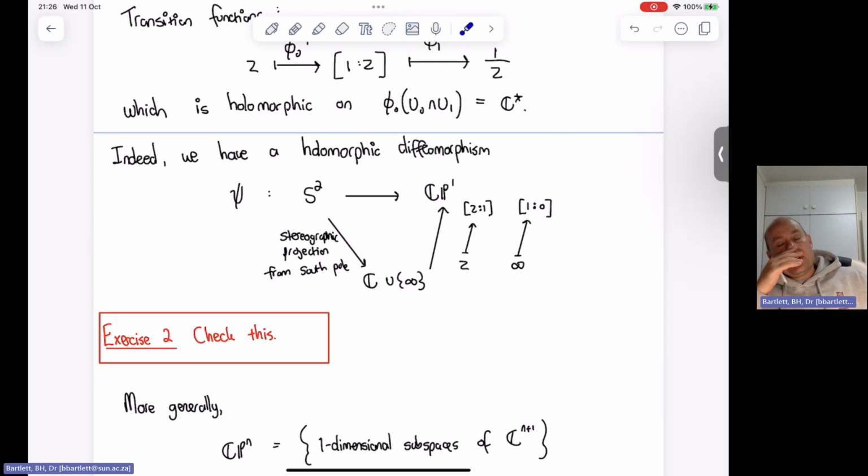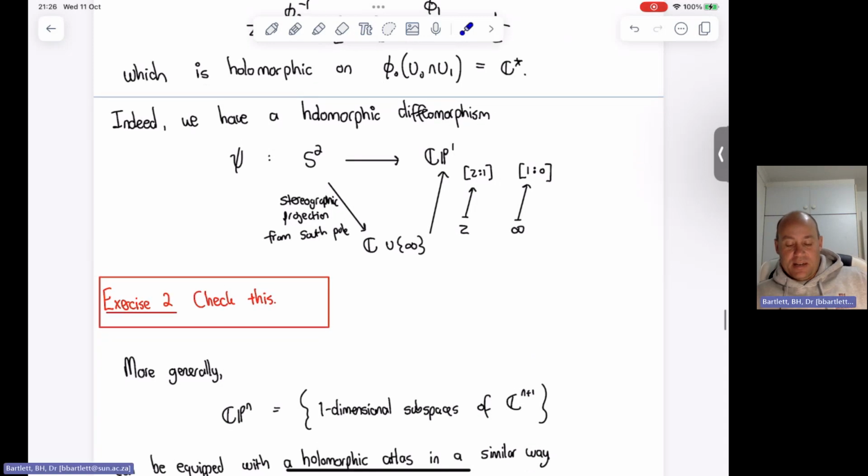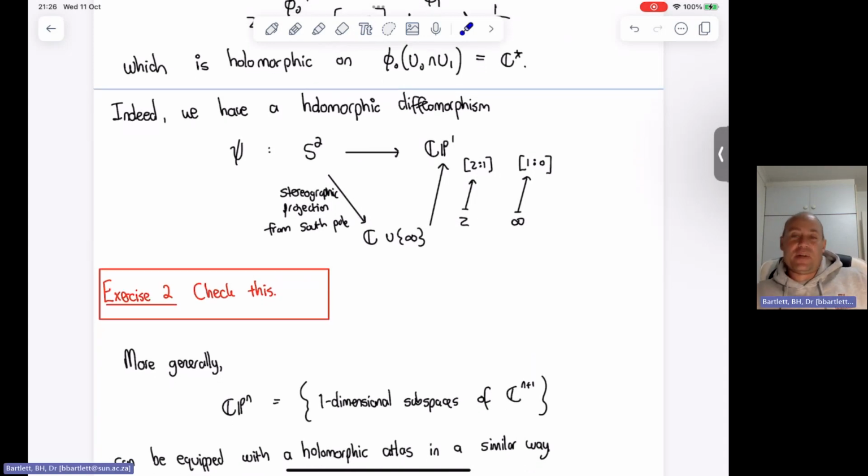Okay, so more generally, we've got n-dimensional complex projective space, which is the set of one-dimensional subspaces of C^(n+1). So a point in CPn is a one-dimensional subspace of C^(n+1). And you can equip it with a holomorphic atlas in a similar way. You can think of it as C^(n+1) modulo an equivalence relation. You can talk about these homogeneous coordinates, and you can get charts where each of the coordinates is non-zero. And yeah, this gives us a nice compact complex manifold, right? All these CPn's are compact complex manifolds.